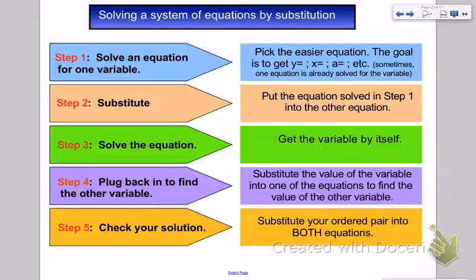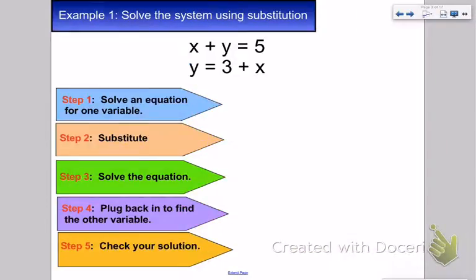This slide is an outline of the steps we are going to use. This is for your notes, but we are going to follow these steps on the next slide as well. Right, so we are being told to solve a system using substitution. What that means is we look for an equation that has an isolated variable on one side. So what that means is we look for the variable that's by itself on one side of the equal sign.